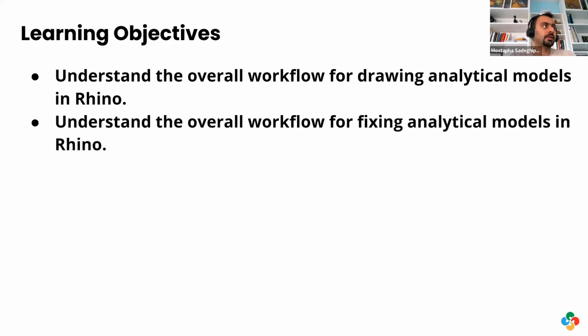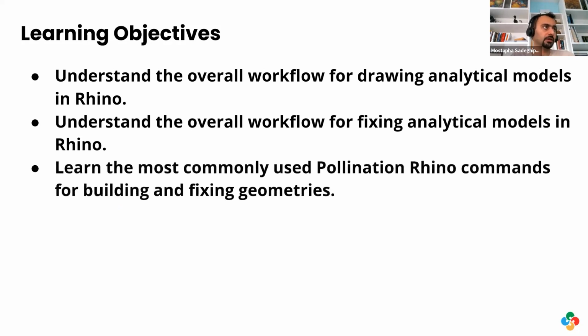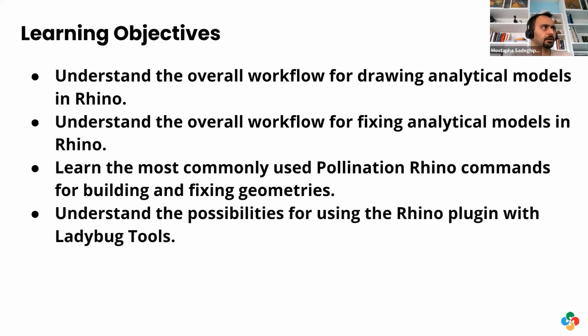I hope you also understand the overall workflow for fixing models, where to start, what are the things that you check, and what are the commands that you use mostly. I'd like you to know the most commonly used commands, and depending on what you do, they can be different. But I hope I give you an overview of what the commands are, and at some point you should be able to think, oh, there should be a command for that thing. And if there isn't, you should ask us, so maybe we can add a command for that.